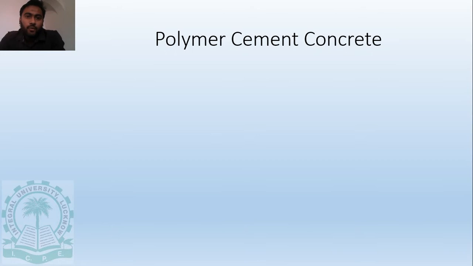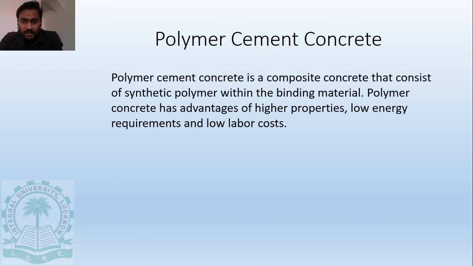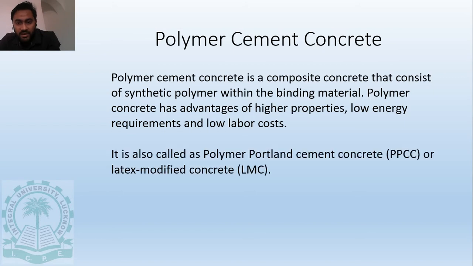So next topic we have polymer cement concrete. How is it different from the topic we have discussed now? In this polymer cement concrete, we use polymer along with Portland cement. In the previous one we were using it partially. We were impregnating a polymer by using suitable agent and heat and radiation. But in this method we are using polymer along with the Portland cement. That's why it's called polymer Portland cement concrete, PPCC, or latex modified concrete.